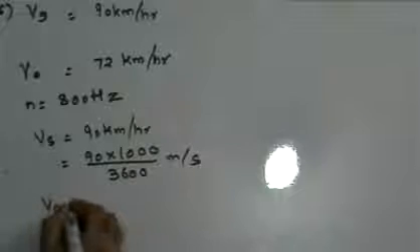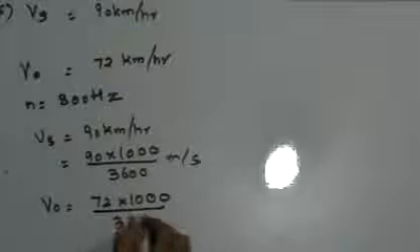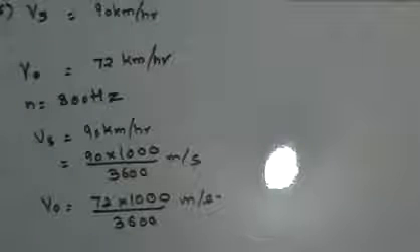Now the frequency is being sounded by the first train and the observer is in the second train. So we can assume the velocity of the first train to be that of the source and the other train to be that of the observer. Now Vs is given to you as 90 kilometers per hour. Convert that into meters per second: multiply by 1000, divide by 3600. V0 is 72 kilometers per hour; multiply by 1000, divide by 3600 meters per second. Right? The actual frequency of the horn of the first train is 800 Hz.